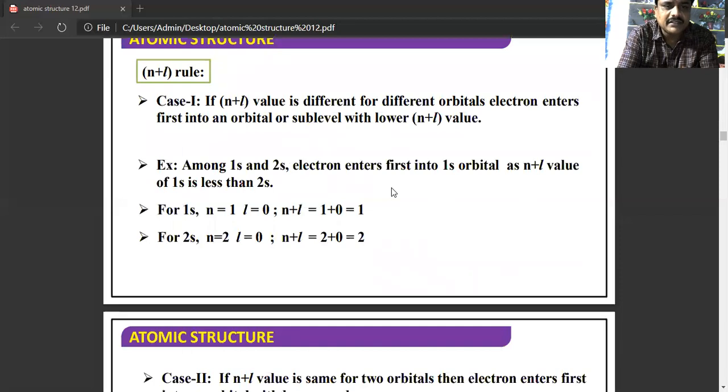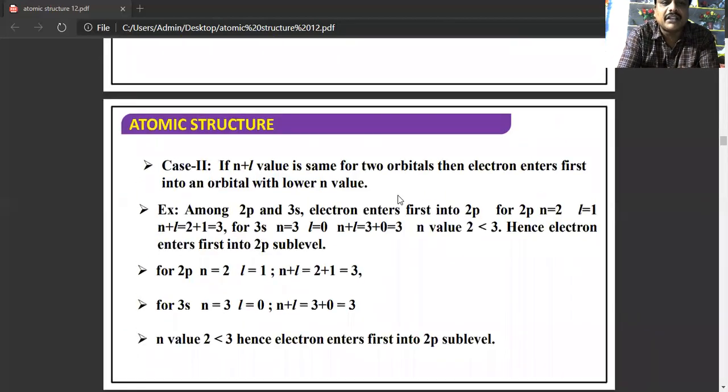So for 1s, the n plus l value is 1, whereas for 2s, the n plus l value is 2. So initially, the electron enters into the 1s orbital. But in the second case, if the n plus l value is the same for two orbitals, then what happens?